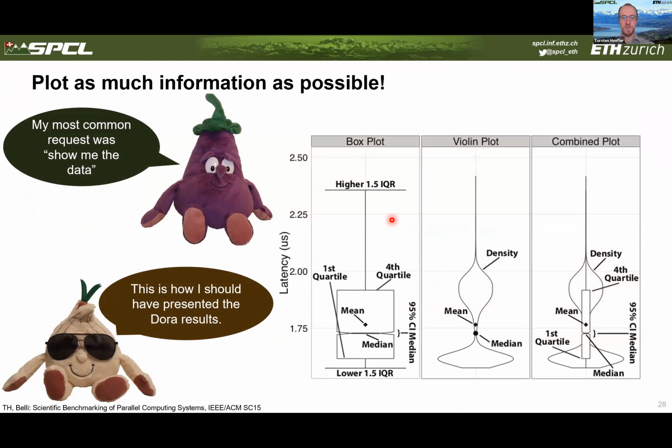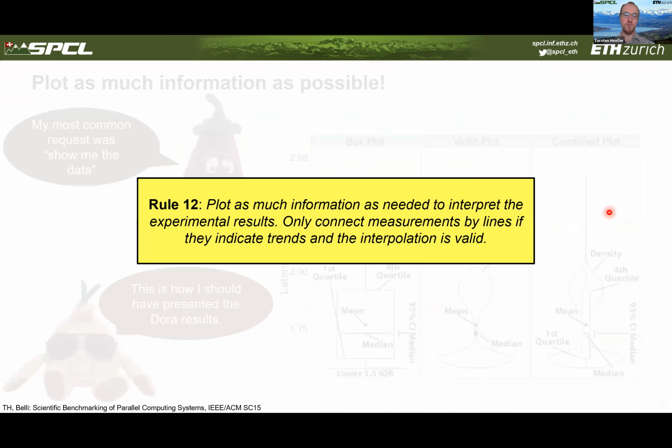Furthermore, and the last rule is very, very simple, plot as much information as you have. So use box plots, as I have shown multiple times in this talk. Use violin plots. I haven't shown those in the talk, but they show you the actual distribution. As you can see here, this is again our result that I showed you earlier, the actual distribution of the data. Or you can even show box and violin plots combined, even though that may become a little bit messy. But there are really easy plotting tools for this particular purpose. So rule number 12, plot as much information as needed to interpret the experimental results.